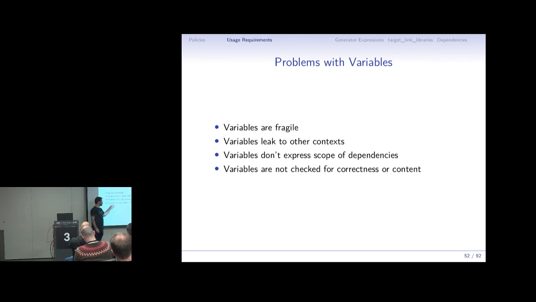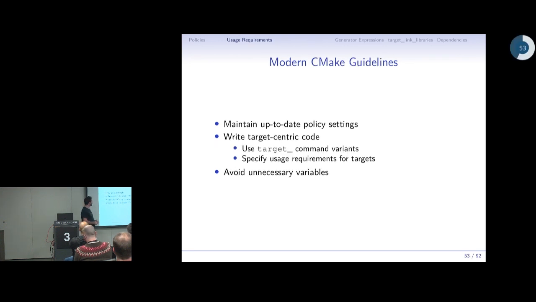And they're not checked for correctness or content. So I think that's what your remark was about, that these issues should mean that the behavior of variables should be changed, but there's too much CMake code relying on the existing behavior. So that's our third guideline, avoid unnecessary variables.